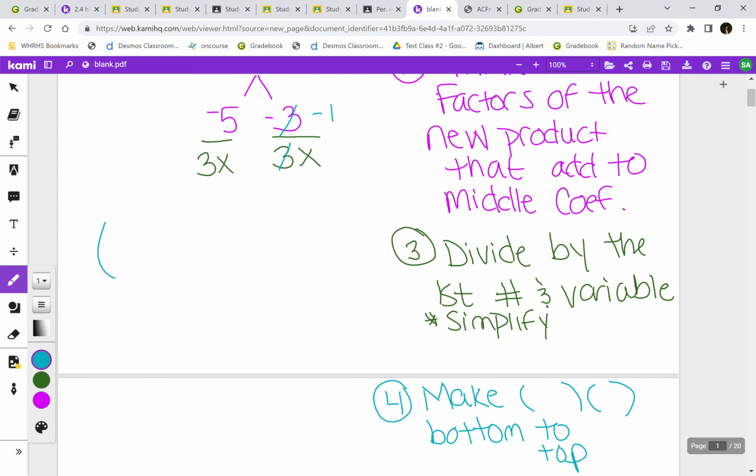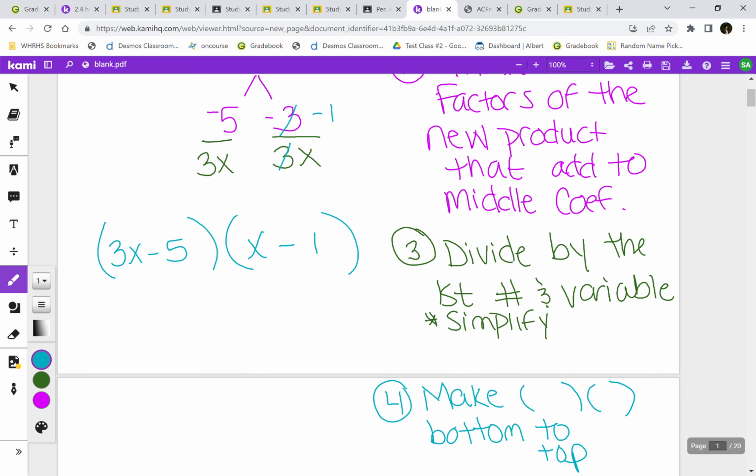So we're going to make our parentheses, and then inside those parentheses, we're going to write bottom to top. So the first parenthesis is 3x minus 5. Our second parenthesis is x minus 1. And if you look above, that's the same answer we got when we did guess and check, right? Same factors.